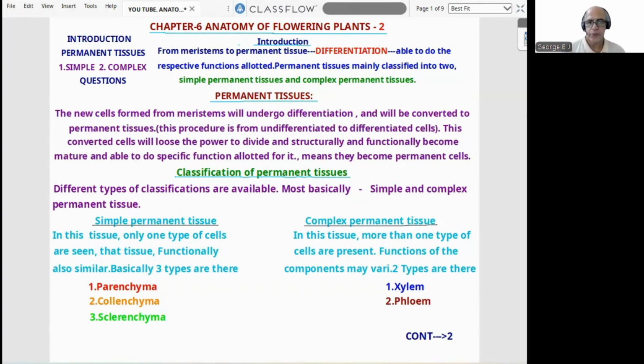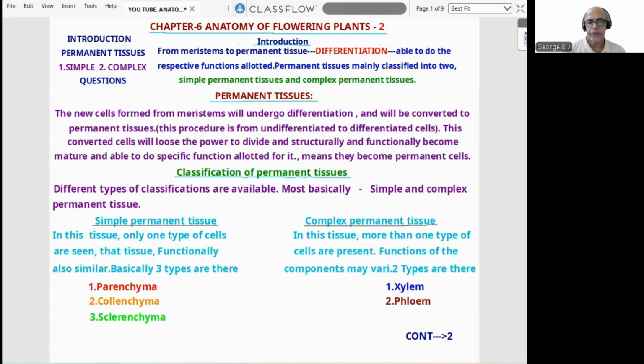In this episode, anatomy of flowering plants 2, chapter number 6, mainly an introduction will be there. Then we'll be entering into permanent tissue, 2 types of permanent tissue, simple and complex. Then, as usual, 5 theory questions and 5 NEET model questions with the key.